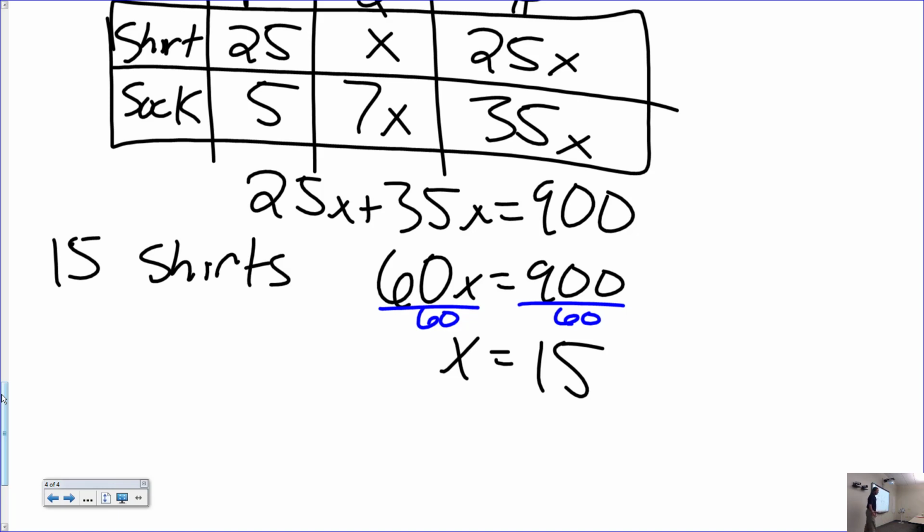How many socks? 105. Apparently I have a sock fetish. Now, did you buy 105 individual socks or 105 pairs of socks? Good question. Potentially these are actually individual socks, and so $5 for a sock. So this way then when I lose one, now I'm actually back to even.